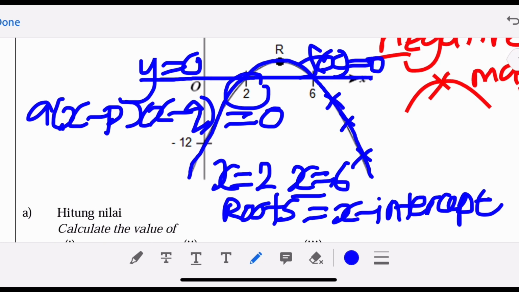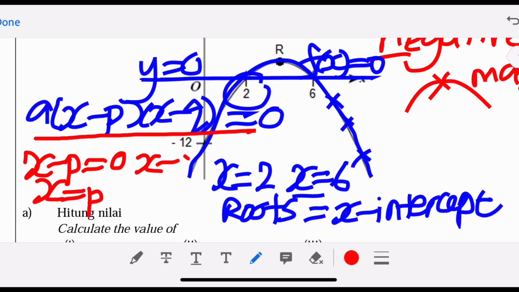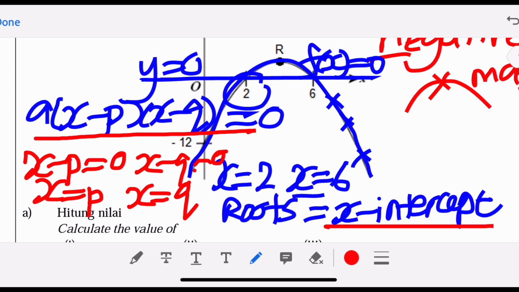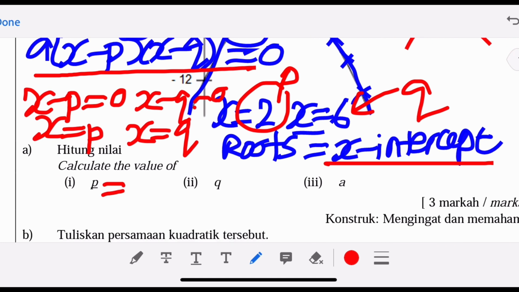If you solve this equation, since it's already factorized, you can let each factor equal to 0. So x is equal to p. You can find the roots, but in terms of p and q. But you already know that the roots are the x-intercepts. This one should be p, because the question says p must be less than q. So this is p and this is q. 2 must be less than 6. So the answer is p is 2 and q is 6.